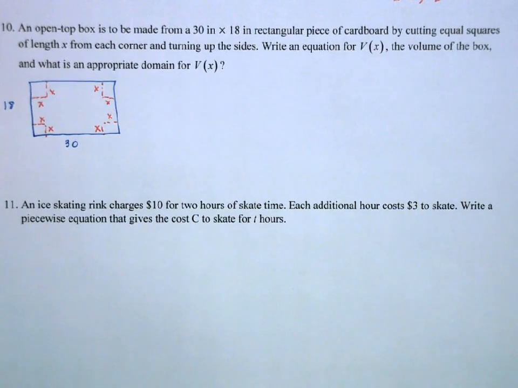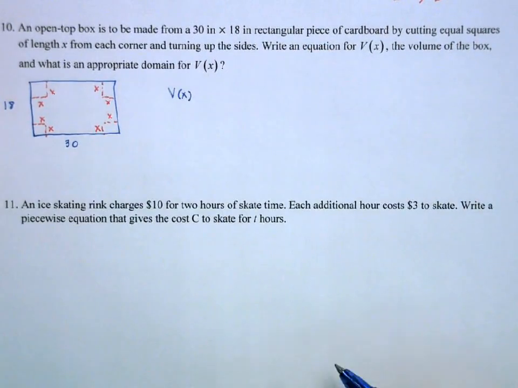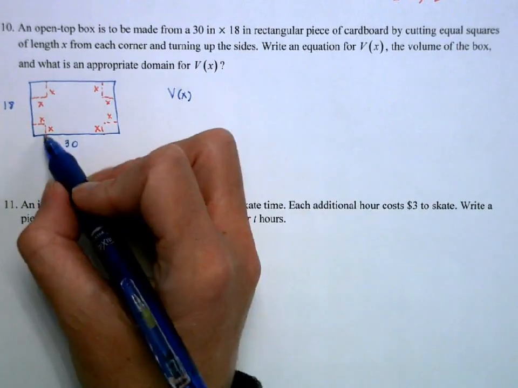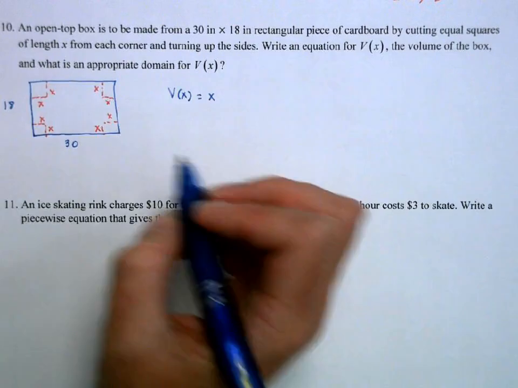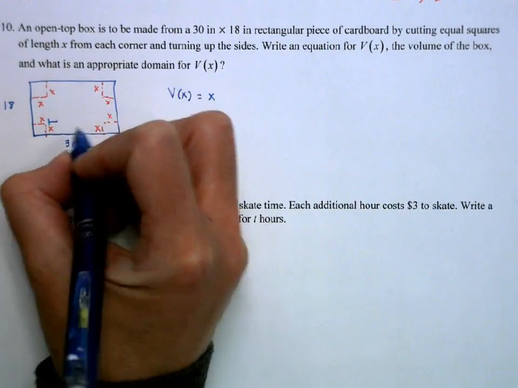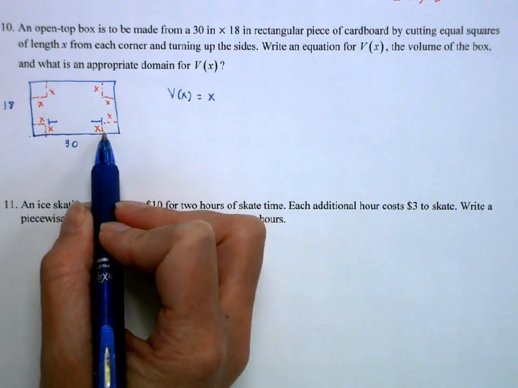Well, my volume is going to be length times width times height. I'm going to start with the height, because when I fold these guys up, my height is going to be x. My length is going to be this dimension here. Well, if this whole thing is 30, and I'm taking x out of here and x out of here, this is going to be 30 minus 2x.